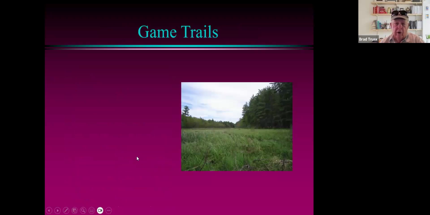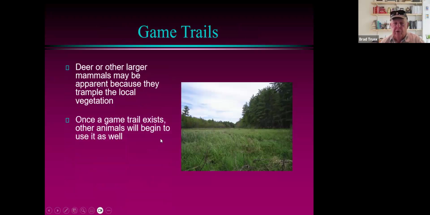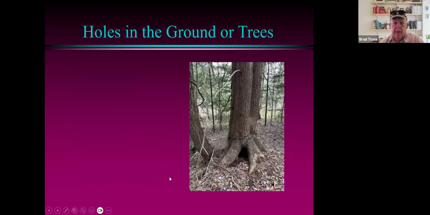Game trails are also signs. Deer or other large mammals may be apparent because they trample the local vegetation. So once a game trail exists, other animals will begin to use it as well. And note this game trail, which is in the beaver meadow that you can see off the wetland spur off Sproingbrook Trail here at Eastman. And again, over here you can see a game trail where probably deer left this trail and other mammals are following it. This is probably also part of a game trail here.